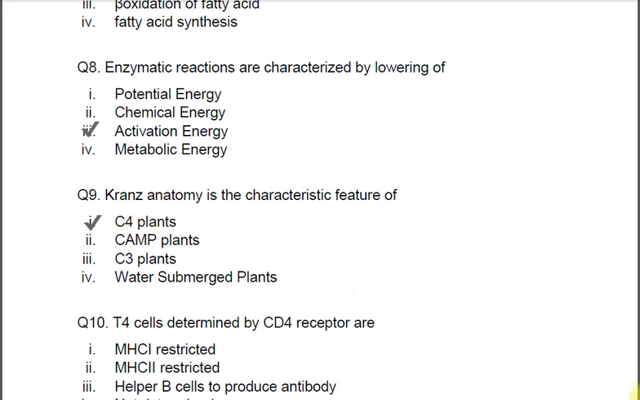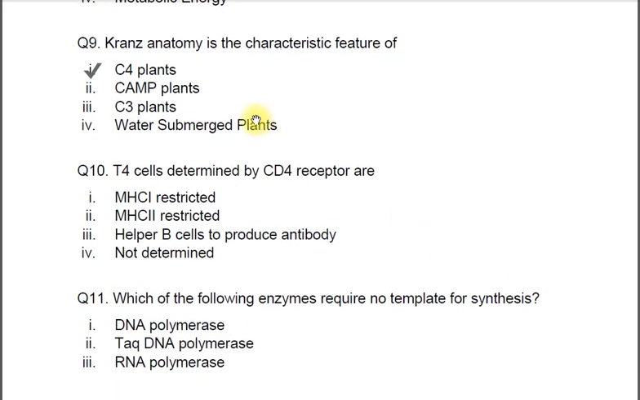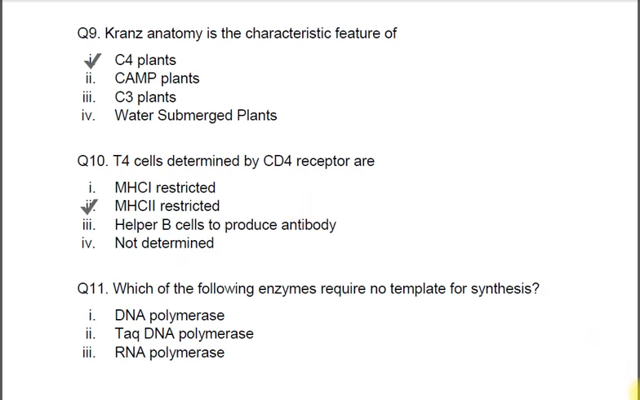Question number 10. T4 cells determined by CD4 receptor are the option 1 MHC1 restricted, option 2 MHC2 restricted, option 3 helper B cells to produce antibody, option 4 not determined. So out of these, the correct one is the option number 2. These are MHC2 restricted. These are also called T helper cells.